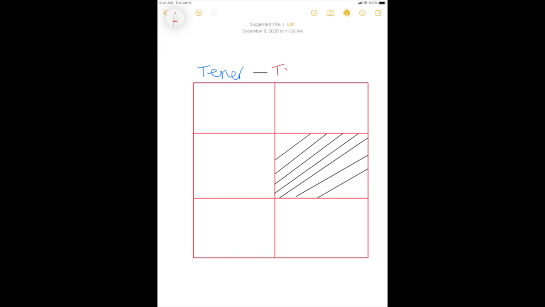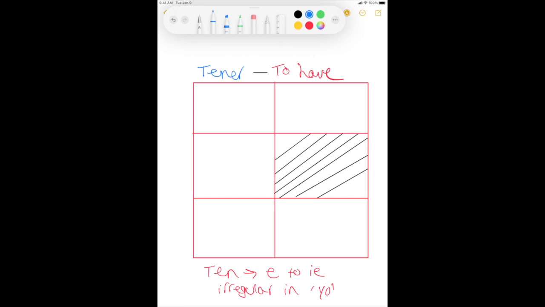All right, it means to have. Now it is technically still a stem changer, so underneath here, we're going to drop our ending. We're left with ten. This is an E to IE stem changer, but it is irregular in the yo form, which is our first box. So in the first box, we're going to have no stem change. So it's going to be ten.